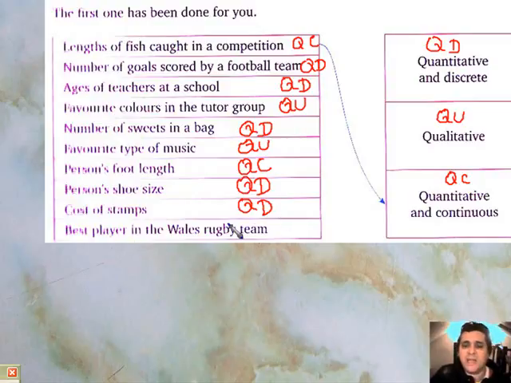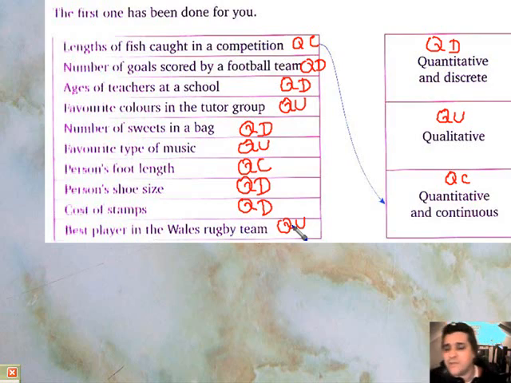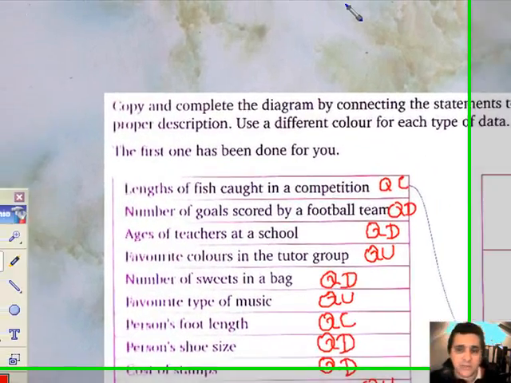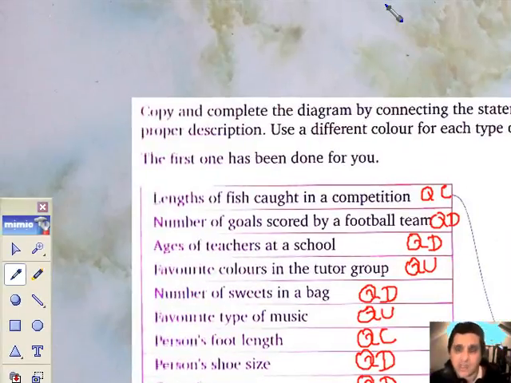And the best player in the Wales rugby team, well, that's all about quality. So it's qualitative measure, QU. Alright, I mean, however you define what the best player is or who the best player is or whatever criteria you use, it's very hard to use numbers against that. Let's just say scored so many tries in the first 3 games of the season, in which case you're working towards a quantitative measure of the quality of that player.